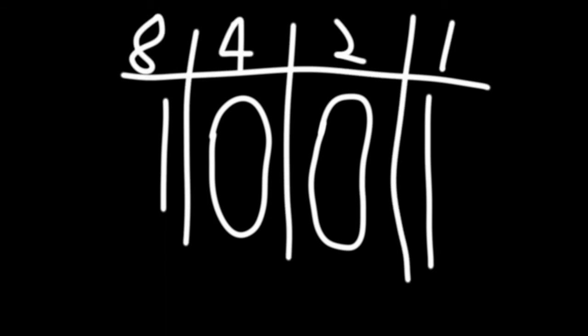Now, because binary is base 2, each column is 2 times greater than the one to the right. So, let's label the values of each binary digit. As you can see, 1 and 8 are enabled. Simple addition shows that this binary number is 9 in decimal.